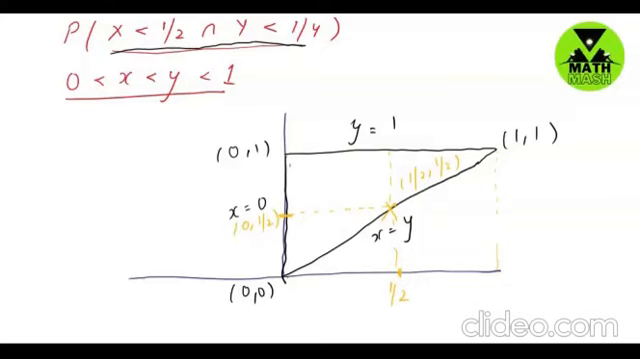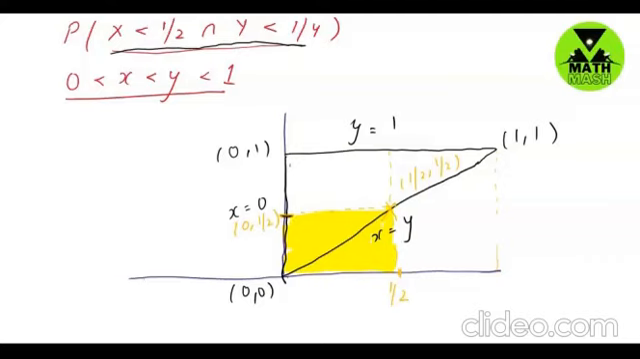Now, x is less than half means it is less than this one. So this is basically this entire region, x is less than half. Okay, now we have to find out this area. This is for x is less than half, intersection y is less than 1 by 4. So y is less than 1 by 4, we'll look at this region.